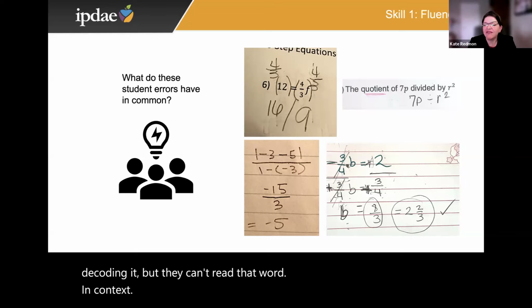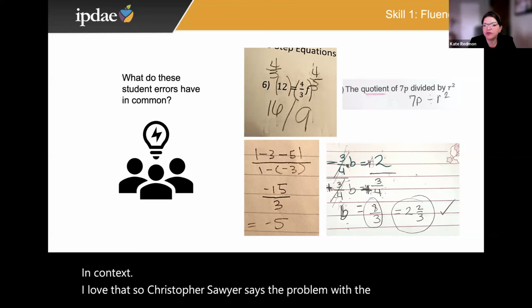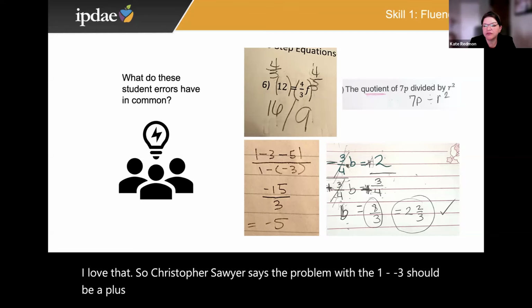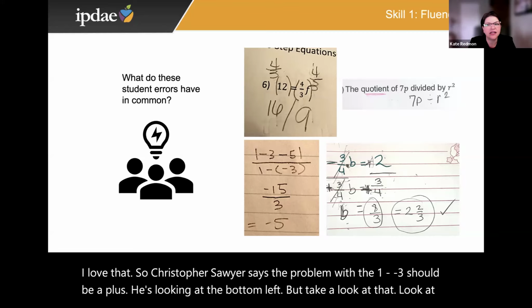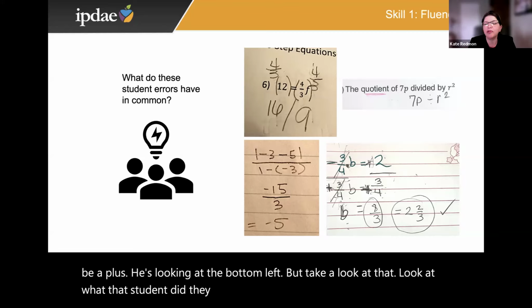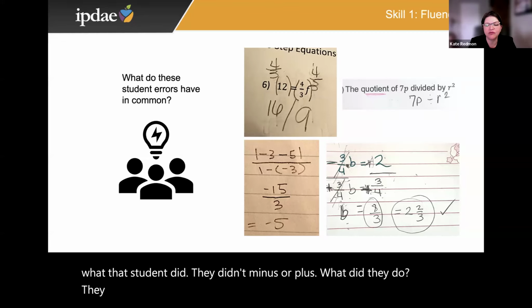I love that. Christopher Sawyer says the problem with the 1 minus -3 should be a plus. He's looking at the bottom left, but take a look at that. Look at what that student did. They didn't minus or plus. What did they do? They misinterpreted a symbol and did the wrong operation.